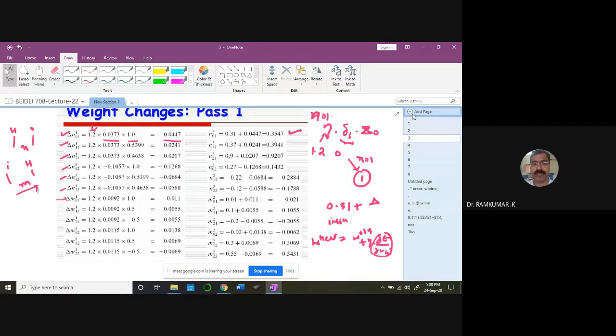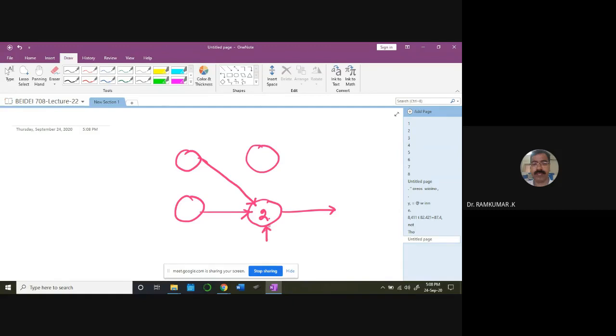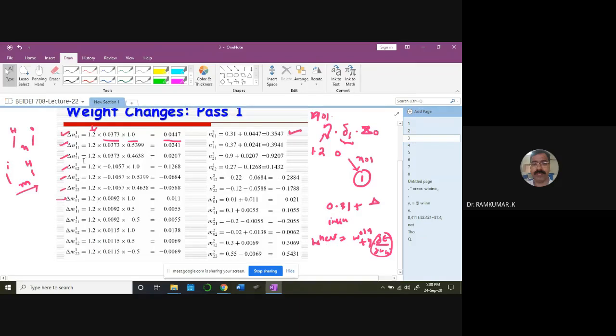I will pose a question and then I'll stop here. For this neuron 1, I have told you how to compute. For neuron 2, can somebody help me out? What are the parameters? Delta N02, N12, N22. Those are the 3 values you need to compute.